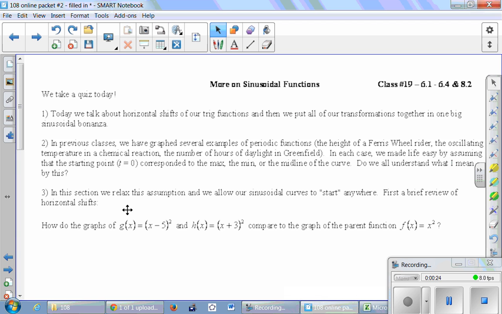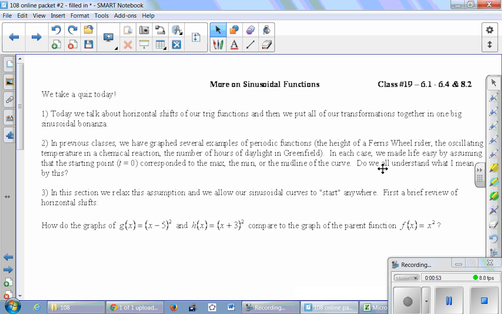Today we talk about horizontal shifts of our trig functions, and then we put all of our transformations together in one big sinusoidal bonanza. In previous classes, we have graphed several examples of periodic functions: the height of a Ferris wheel rider, the oscillating temperature in a chemical reaction, the number of hours of daylight in Greenfield. In each case, we made life easy by assuming that the starting point, t equals 0, corresponded to the max, the min, or the midline of the curve. Do we all understand what I mean by this?